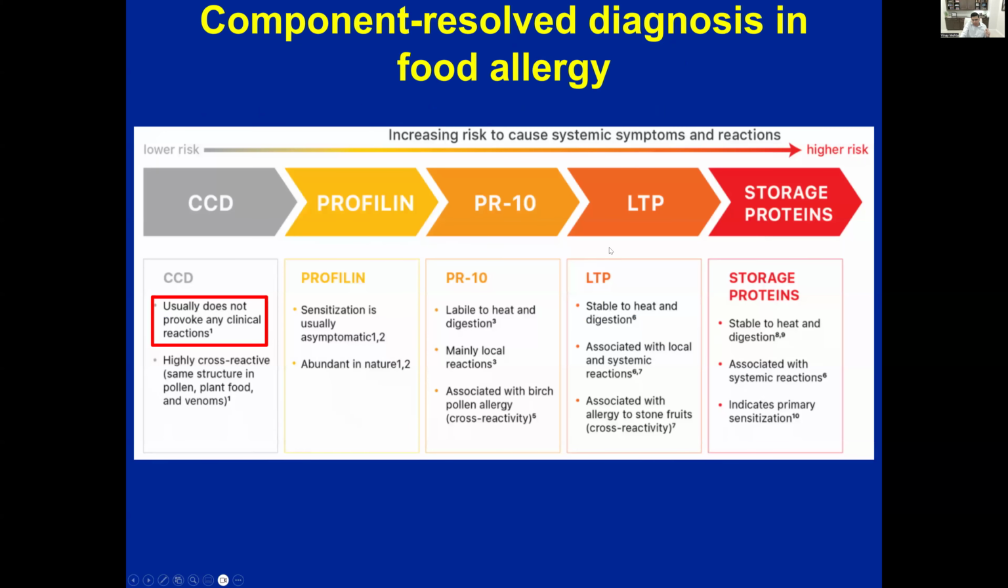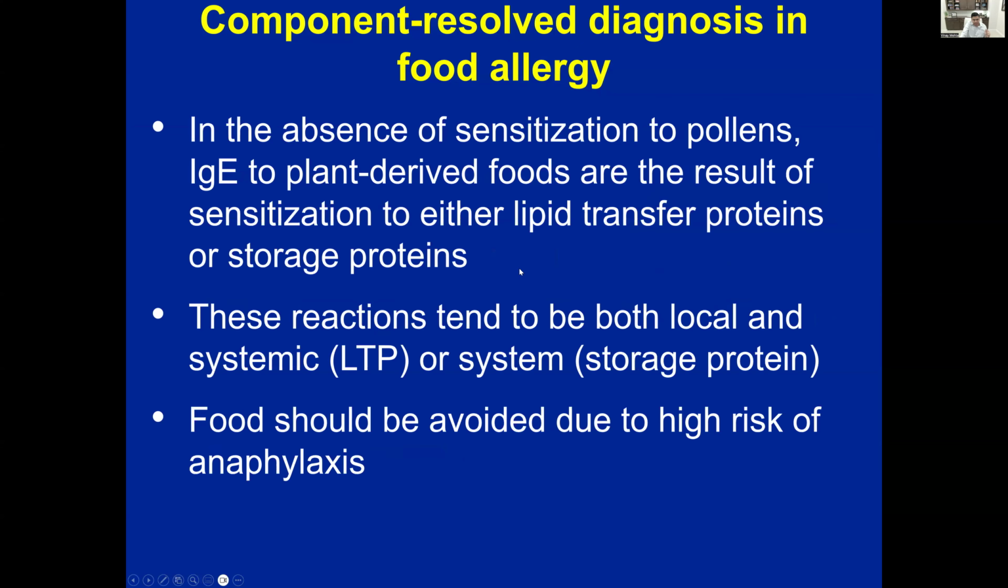On the other hand, you have what are called lipid transfer proteins and storage proteins. These proteins are highly allergenic and can cause systemic reactions, and they're also heat resistant. So just heating of the food will not destroy lipid transfer proteins or storage proteins. So if on your component resolved diagnostic test this becomes positive, the patient is more likely to have a systemic reaction. Okay, so what does that mean? Let me give you an example here.